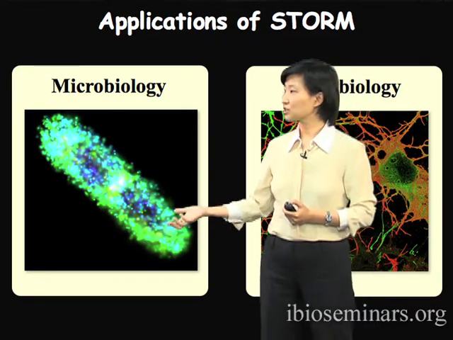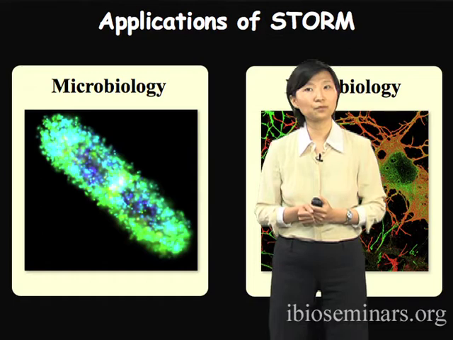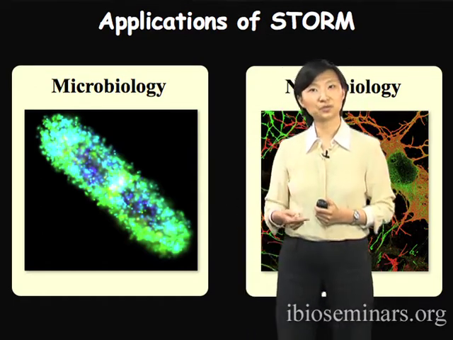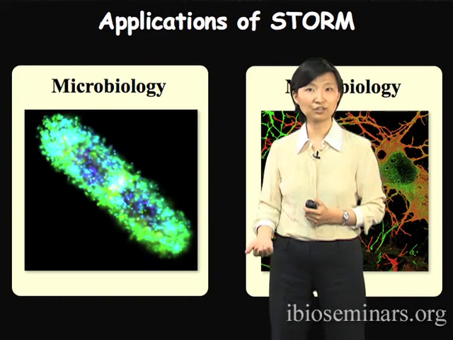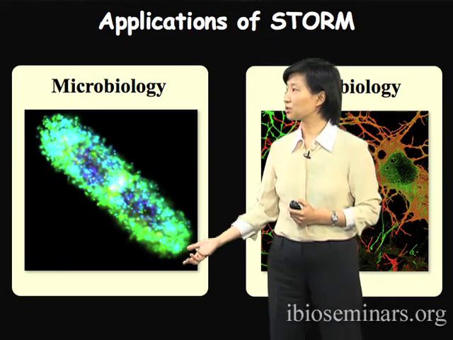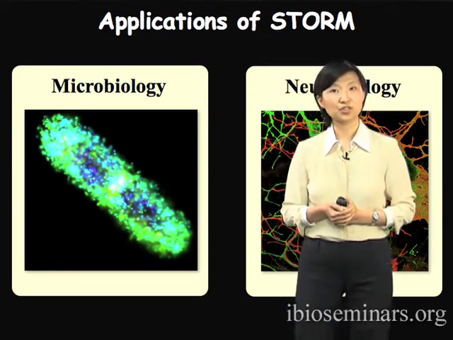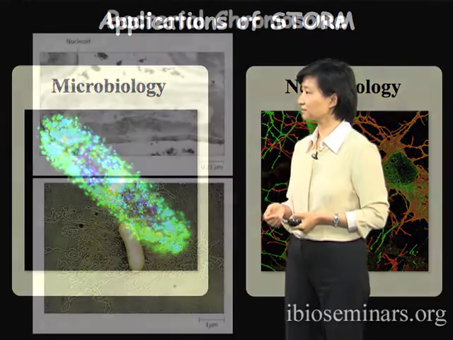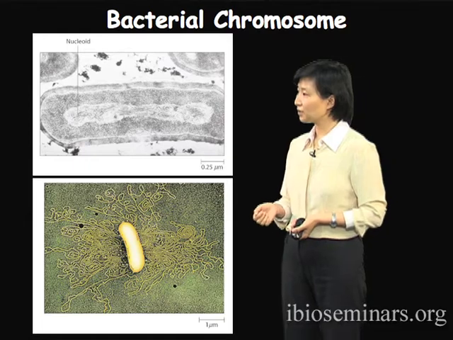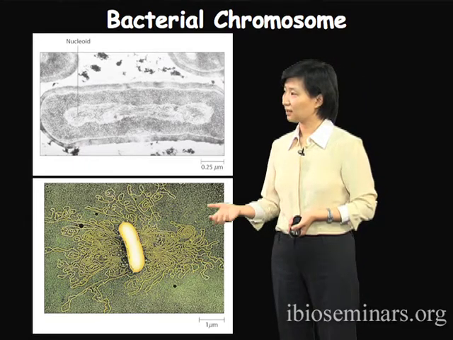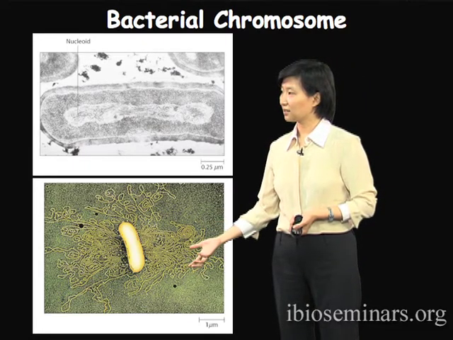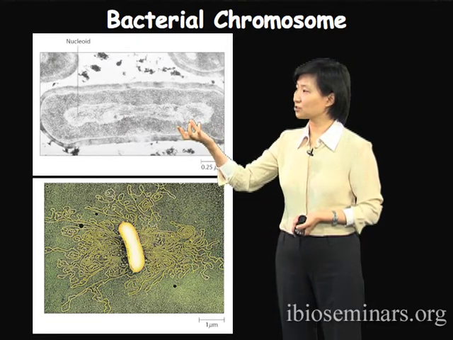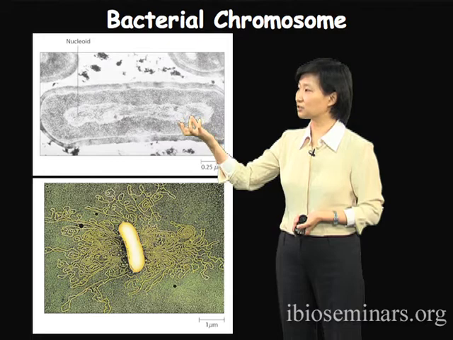So here I'm just going to give you one example where we study the nucleoid and chromosome organization of E. coli using STORM in collaboration with my colleague Sunney Xie at Harvard. So we know that bacteria are small, and the DNA structure inside the bacteria is even smaller.